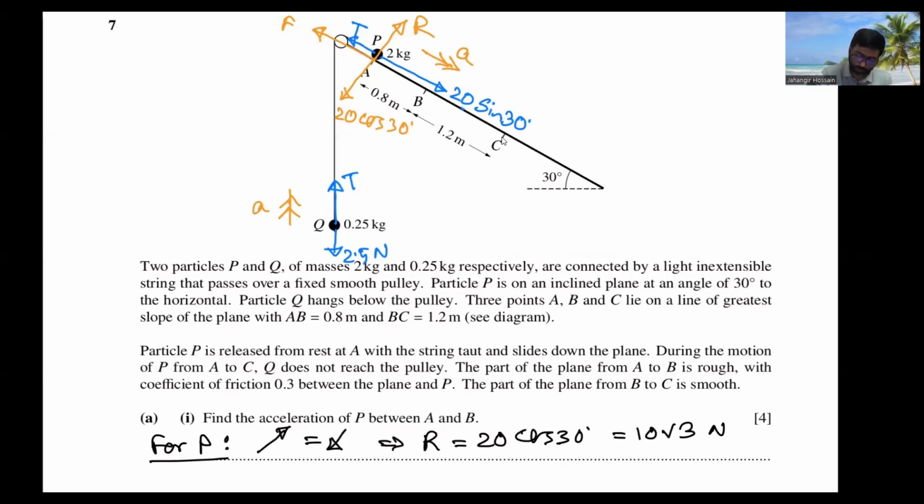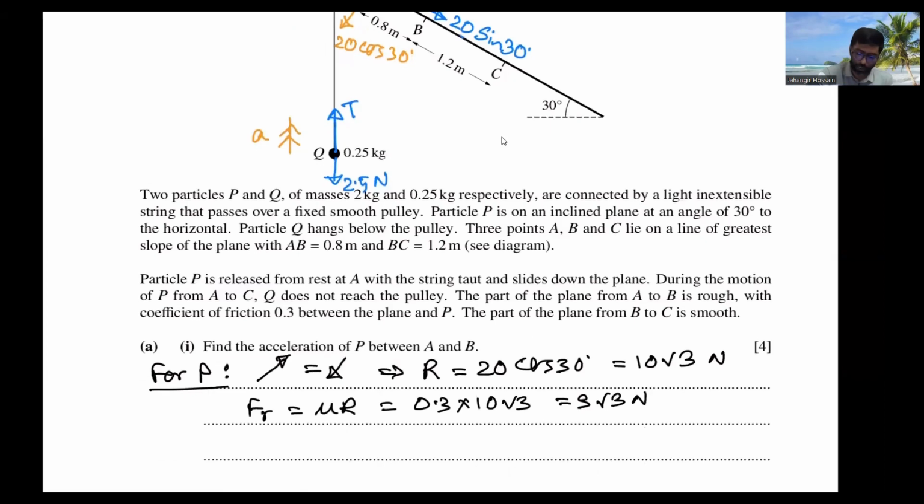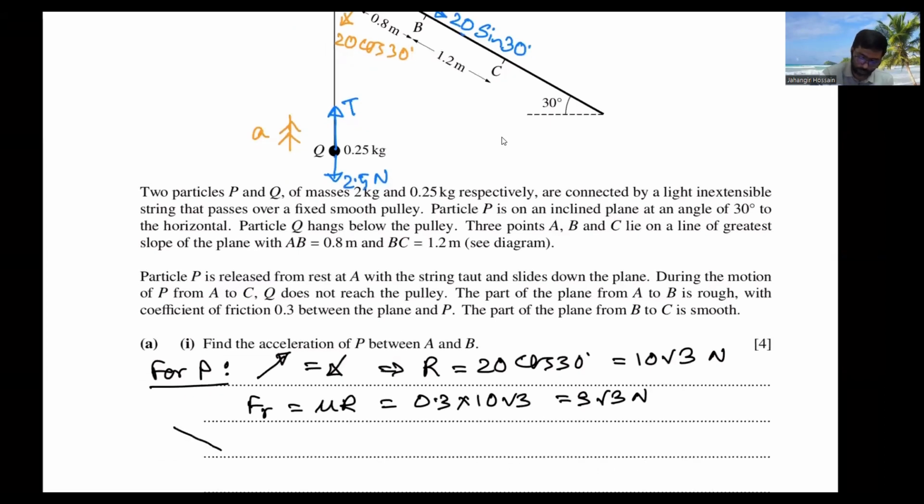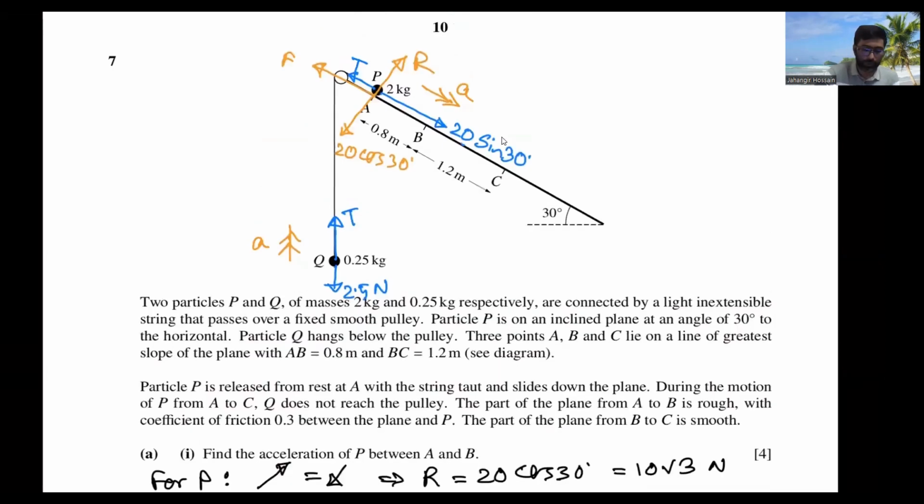Then friction F equal to mu R. Mu is given as 0.3, so 0.3 into 10 root 3, that's 3 root 3 Newton. That's the friction, and it is acting up the plane as P moves down the plane. So if you apply Newton's second law here, F does not represent force, so to differentiate between force and friction, let's denote friction by F.